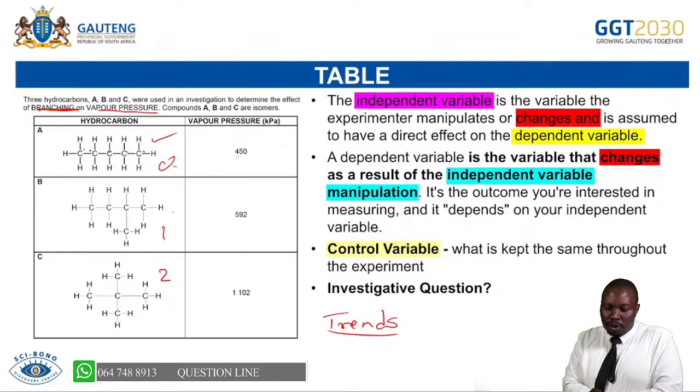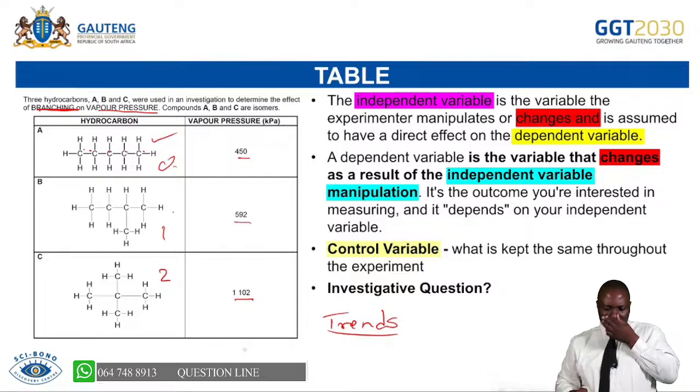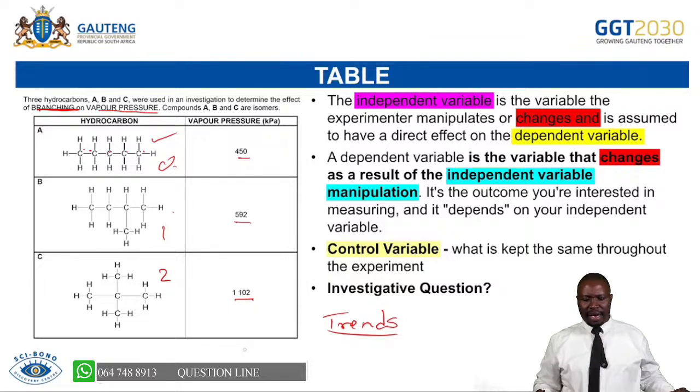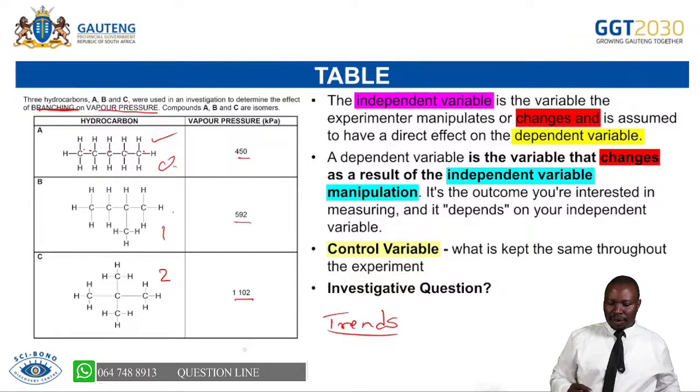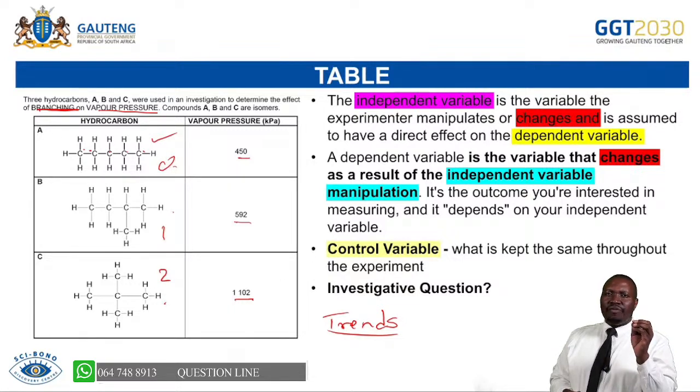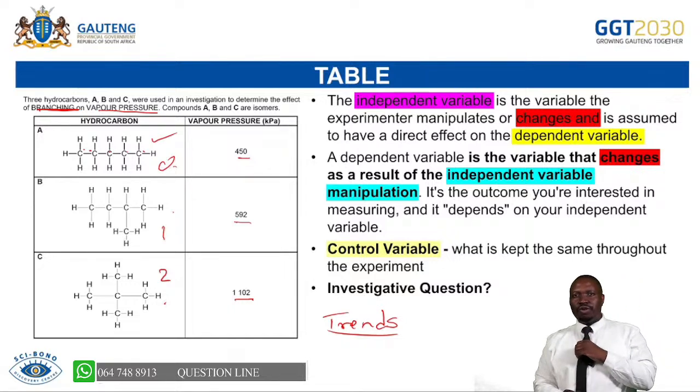It's saying it was 450. We increase the number of branches, it increases. We increase the number of branches again, it increases. So you can see the trend is that as the number of branches increases, vapor pressure increases. But the question does not end up there. The real question is, what is the effect of increasing the number of branches on the strength of intermolecular force?